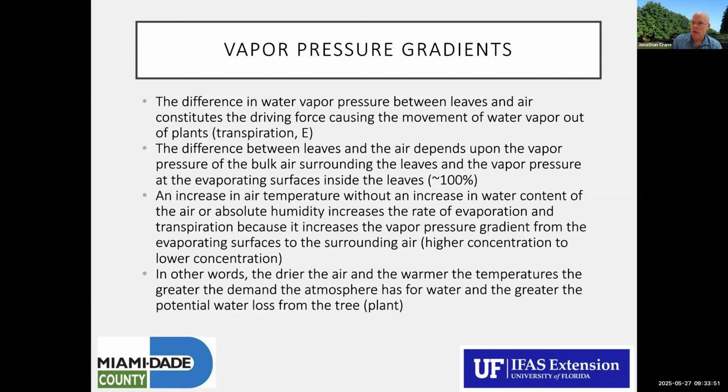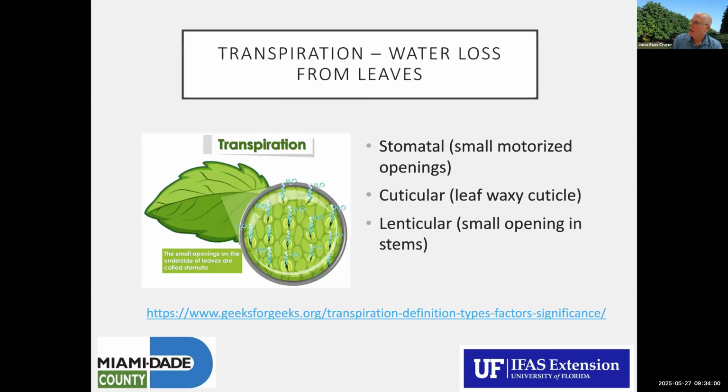And that includes water loss through the stomata and the leaves, but also through the cuticle of the leaves. So here's showing you stomata. This is a depiction of a leaf. On the back side of the leaf are these stomata, these little cells that have two sides to them that can open and close.